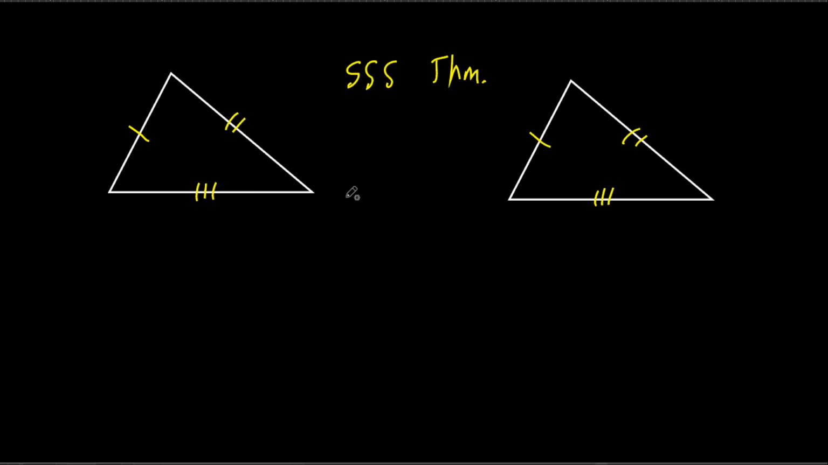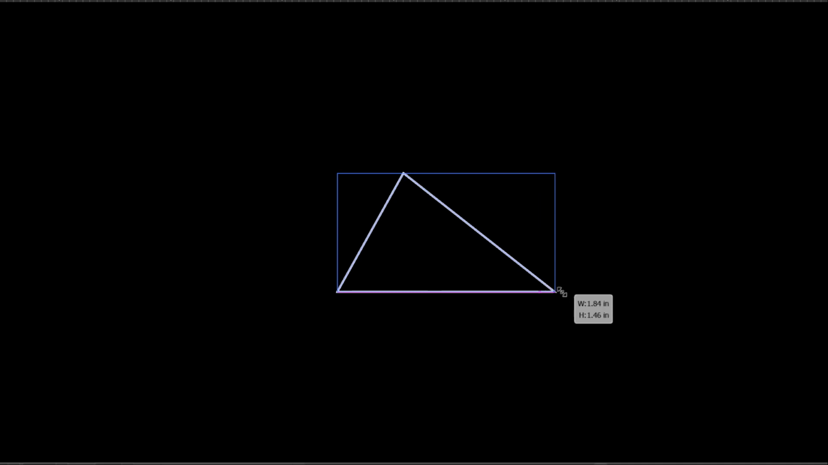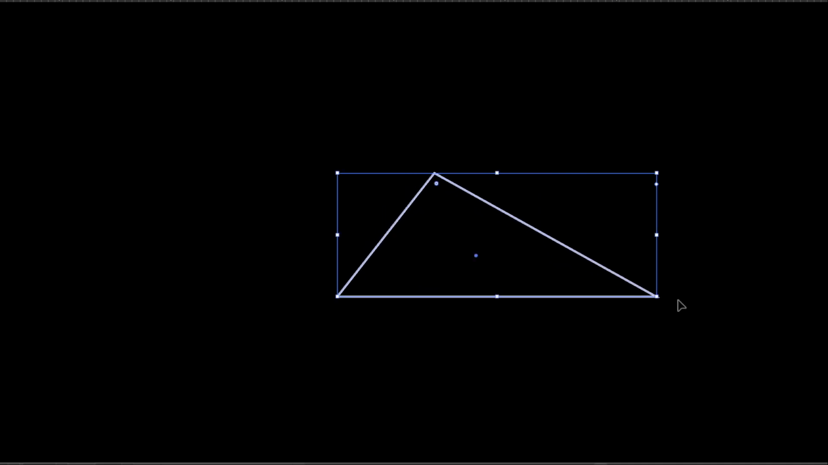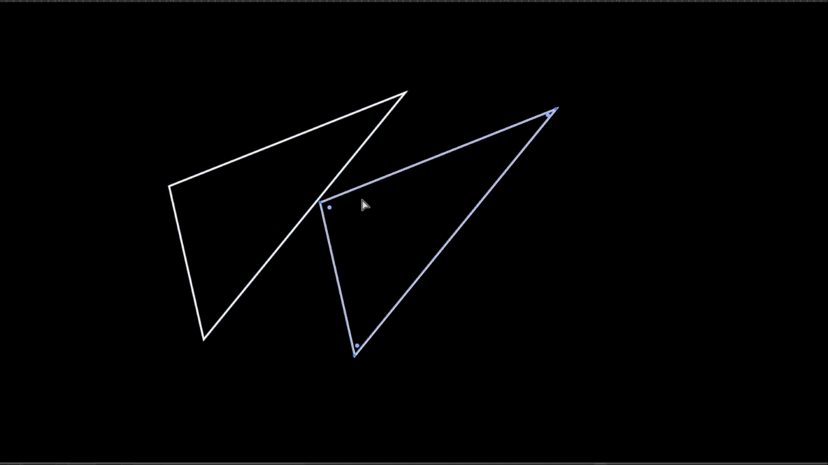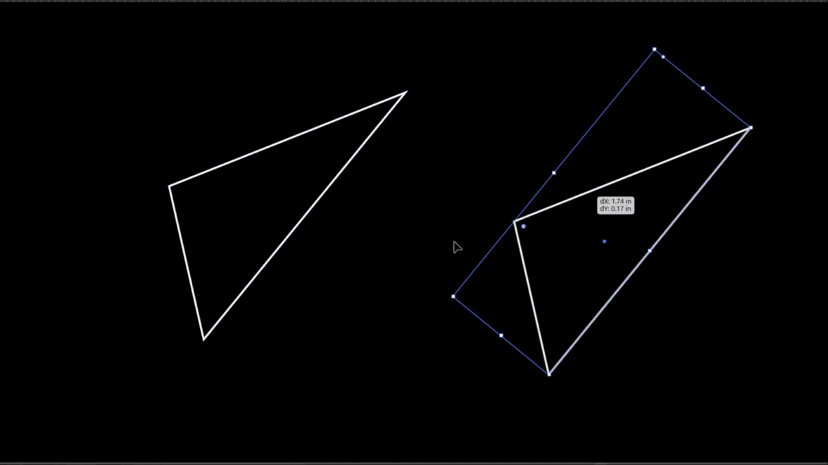Let's do one more. We have another congruency theorem. Let's push this up a little bit and let's make this look a little bit different, and we'll maybe angle it a little bit, something like that. All right, so I'm going to copy and paste that. Put this over here, and let's go to some other color. Let's go to this green color.